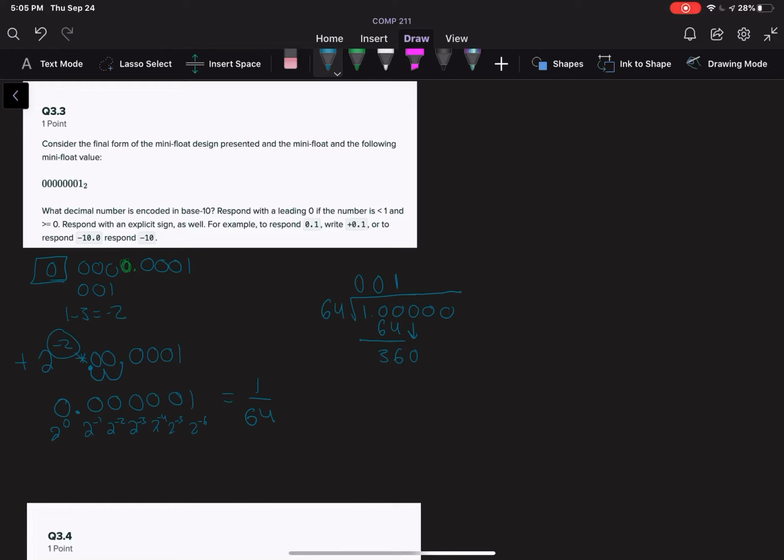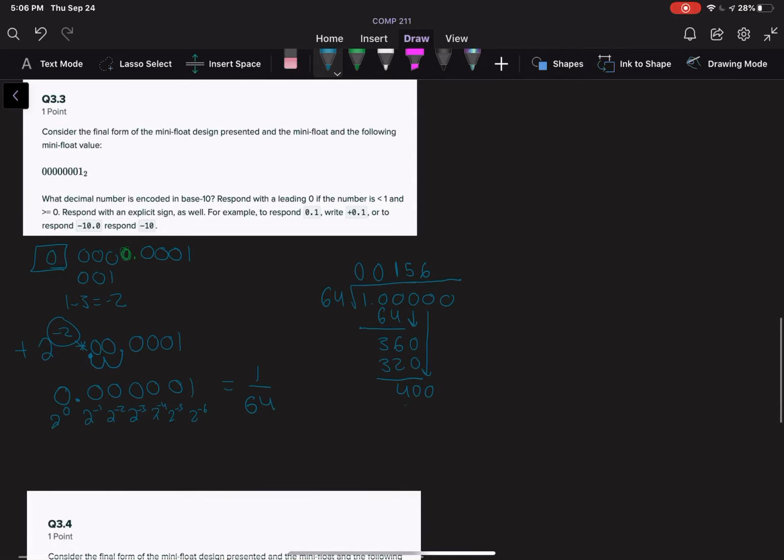64 goes into 360 roughly 5 times, because 5 times 60 is 300. So then that'll be 300 plus 5 times 4, which is 20. So then we'll have a 40, and we'll go ahead and drop the next 0. And then 6 times 60 is roughly 360. So that's how we can use that one. And then 360 plus 24 is 384. And that gives us a 16 down here.